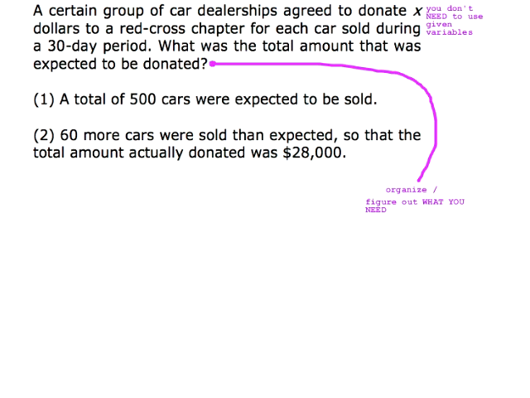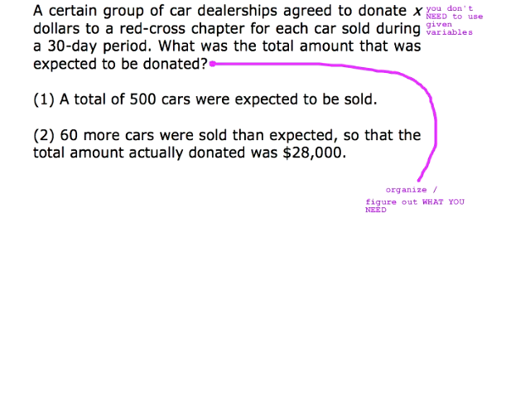So here, this just means that there is a constant donation per car. So if you don't feel like defining a variable for that, there's not necessarily a great reason to, as long as you know that you have a constant donation per car.